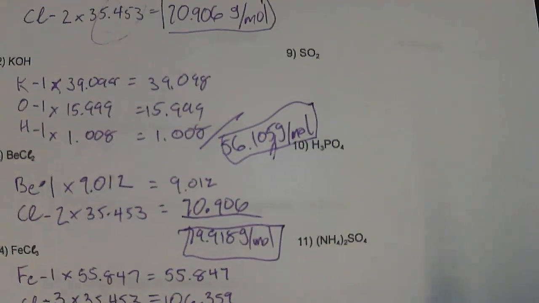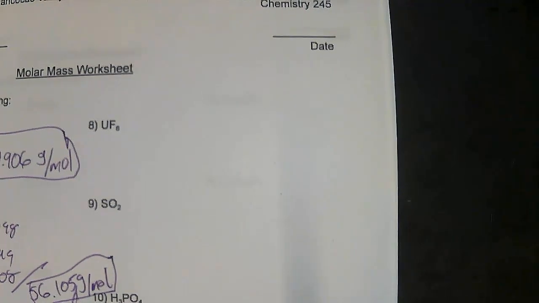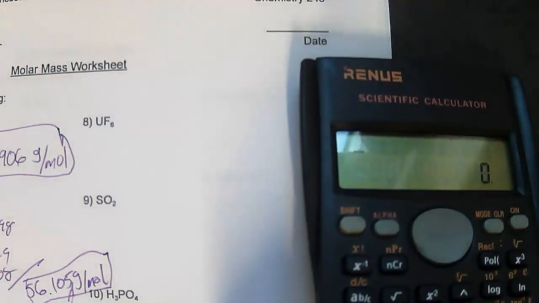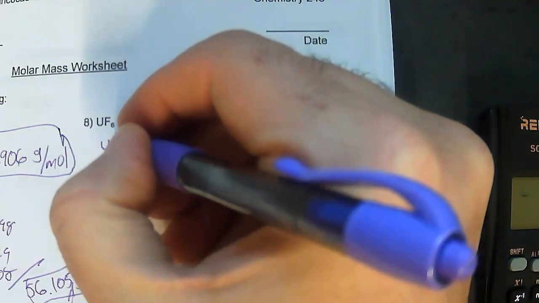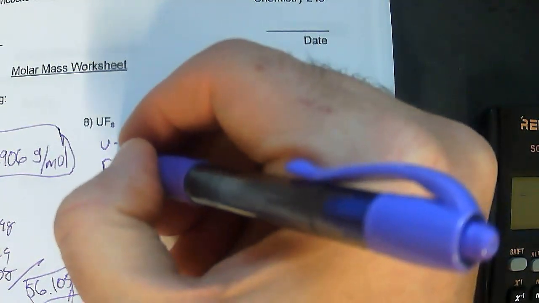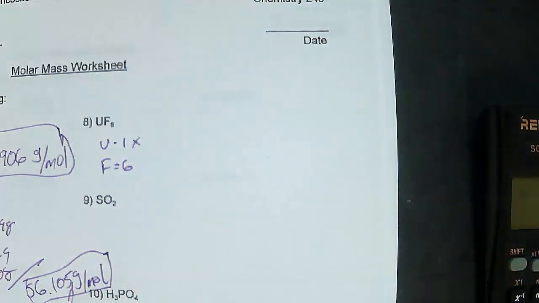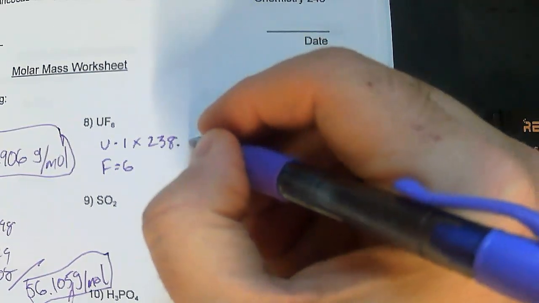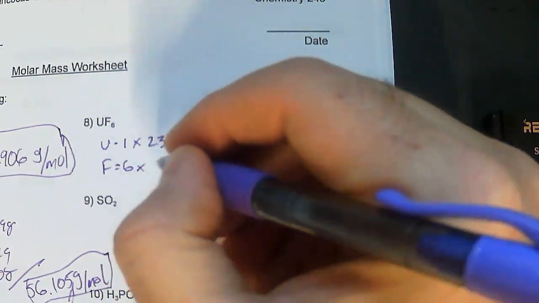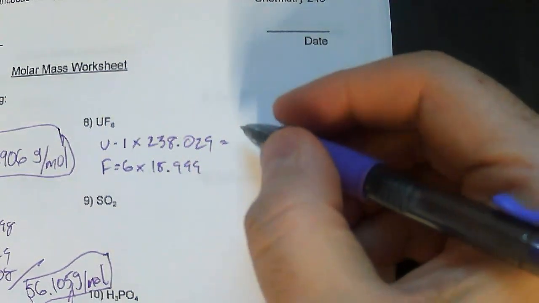Okay, so let's come up here and I'll leave this space for maybe my calculator. Okay, so we have U and F, we have one U, and we have 6 F's. So we're going to take U, and again, on my periodic table, I'm going to look. We have 238.029, and F is 18.999. So now we do the math.